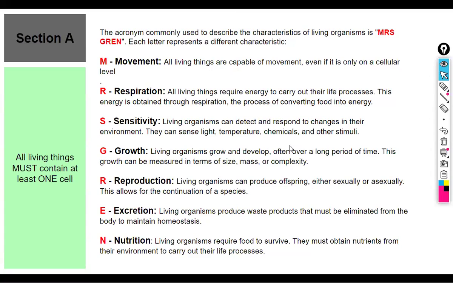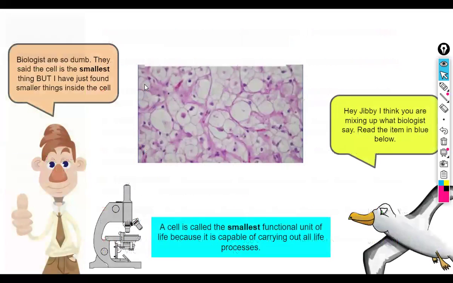Right, so next slide. So let's see what's going on here with Jibby and the albatross. Jibby says, biologists are so dumb. They said that a cell is the smallest thing, but I have just found smaller things inside of a cell. In case you are not familiar with what cells are, right?